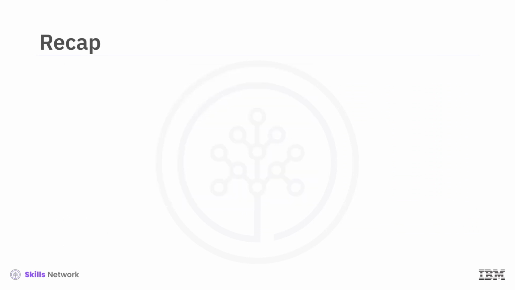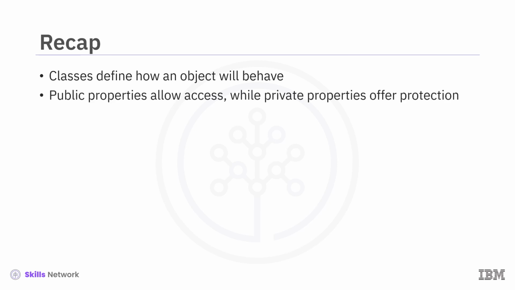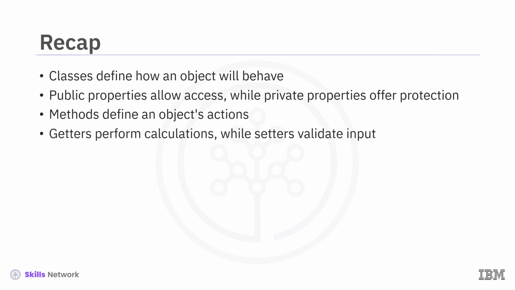In this video, you learned that classes are blueprints that define how an object will behave. Public properties allow an external class to access your object, while private properties protect sensitive information. Methods define an object's behavior and actions. You also learned that getters perform calculations or formatting. Setters validate input or trigger actions.